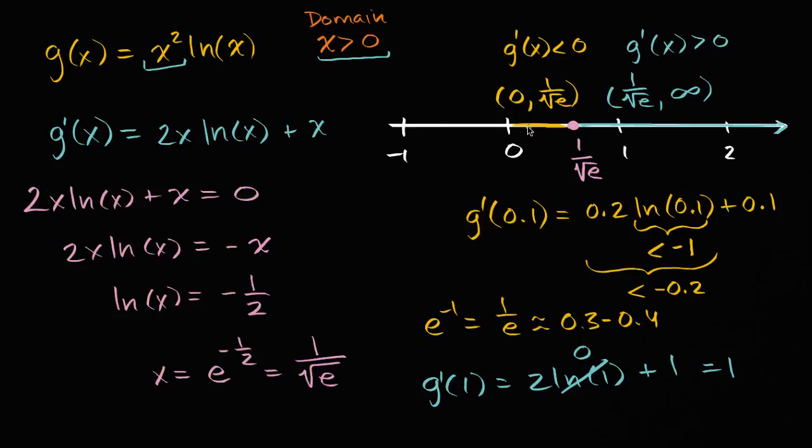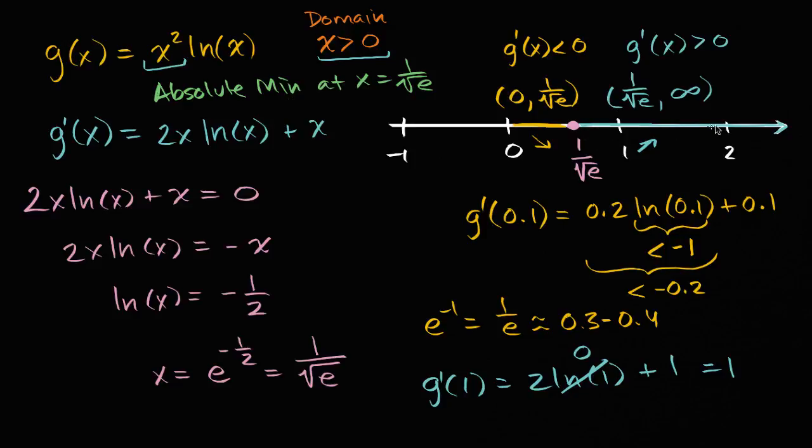So it looks like our function is decreasing from 0 to 1 over the square root of e, and then we increase after that. We increase for all x's that are greater than 1 over the square root of e. And so if we're decreasing into that and then increasing after that, we're hitting a global minimum point, or an absolute minimum point, at x equals 1 over the square root of e. So let me write this down. We hit an absolute minimum at x equals 1 over the square root of e, and there is no absolute maximum.